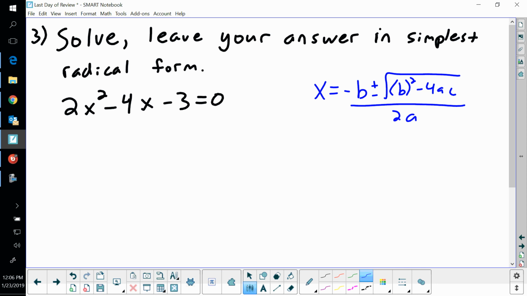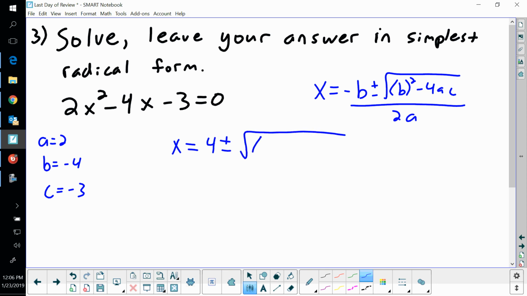Always make sure everything's on one side before picking out your a, b, and c. For us, a is 2, b is a -4, and c is -3. So we'll have x equals minus our b value will give us a +4, plus or minus the square root. Well, we will have -4 squared minus 4 times 2 times -3 all over 2 times 2.